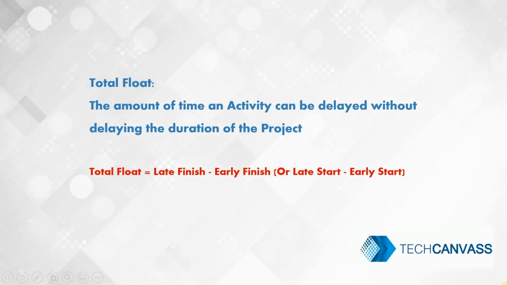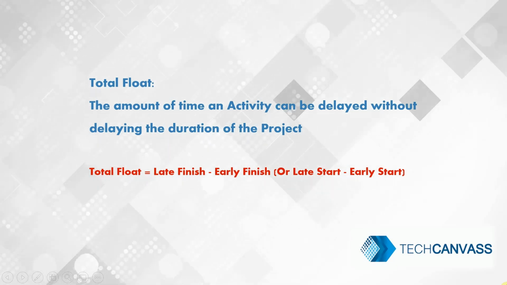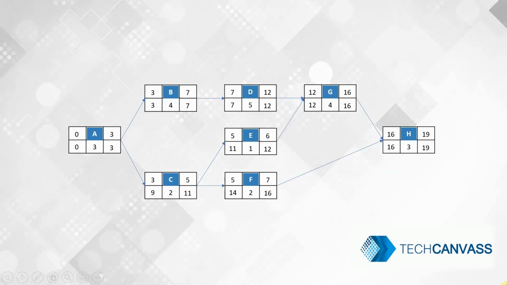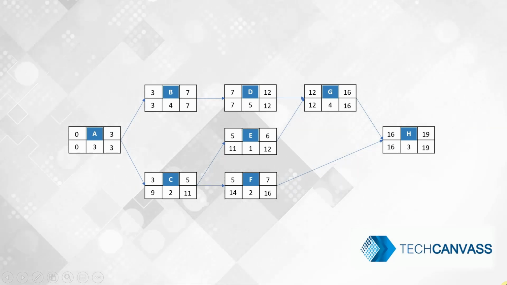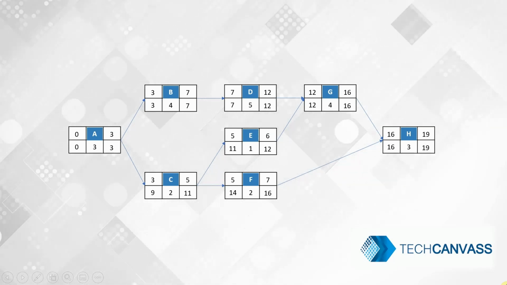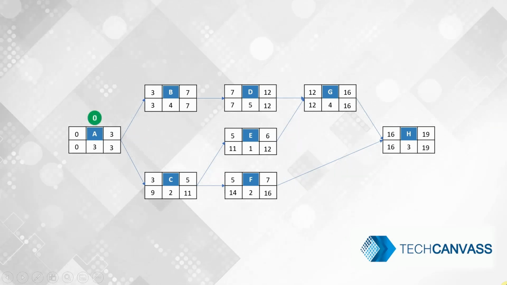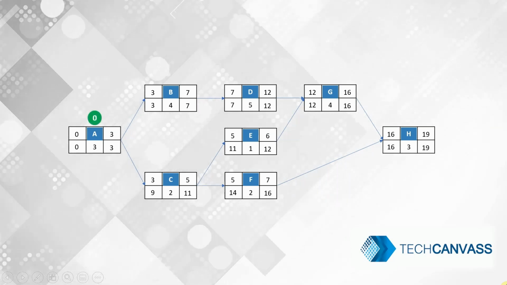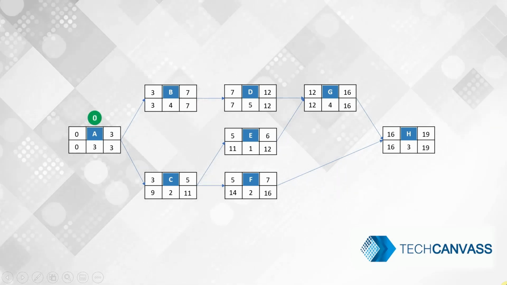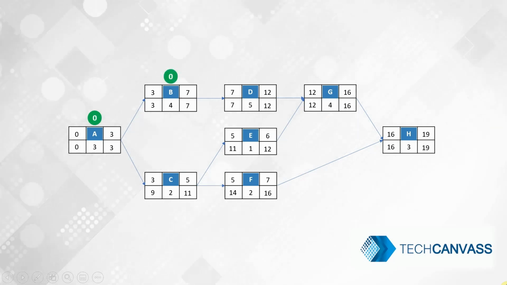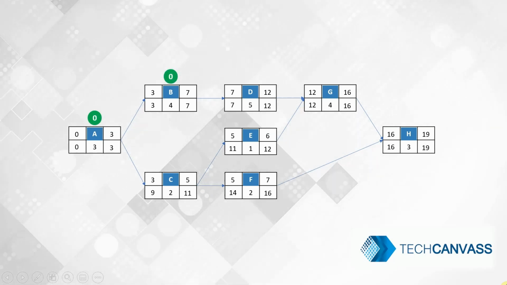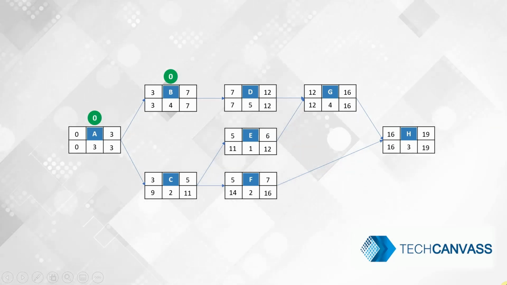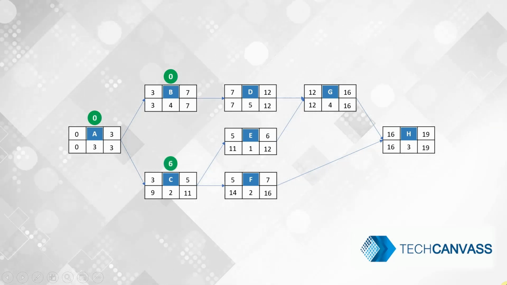Now using this formula, let's try to calculate total float in our example. As you can see, the formula for a total float is late finish minus early finish or late start minus early start. For activity A, the total float is 0 since 3 minus 3 is 0 or 0 minus 0 is 0. For activity B, it's the same result. For activity C, late finish minus early finish and late start minus early start both equal 6.